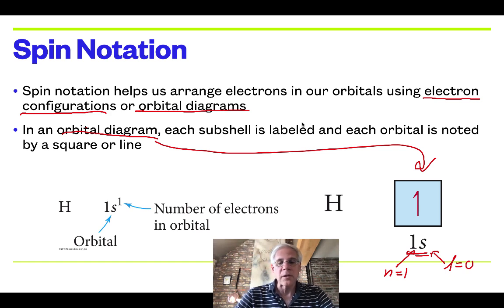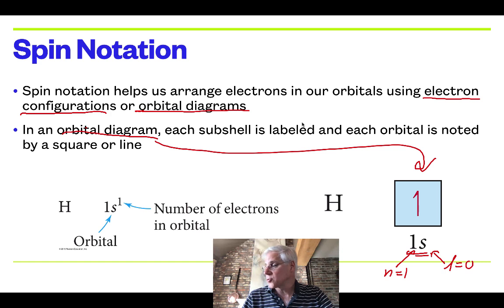We have our 1 electron. Notice that it's just a single-headed arrow right there. And we would say that that one is spin up. There's no reason we couldn't put it in as a spin down. We just tend to start with spin up for whatever reason. So that would be our orbital diagram for hydrogen.